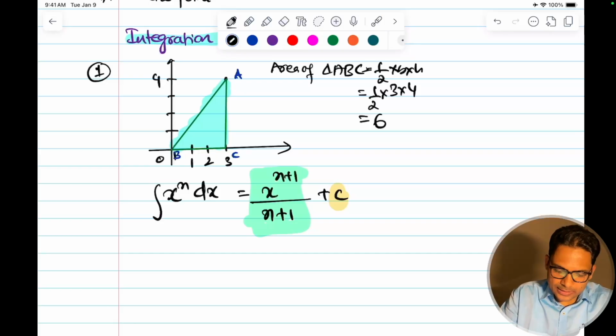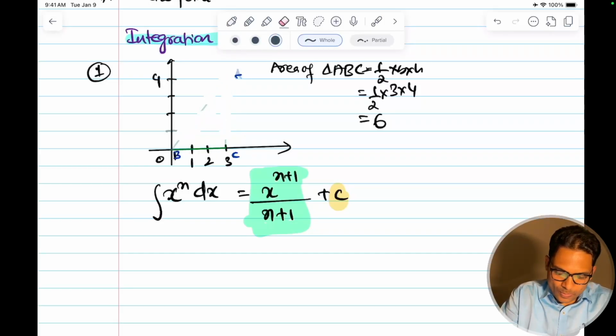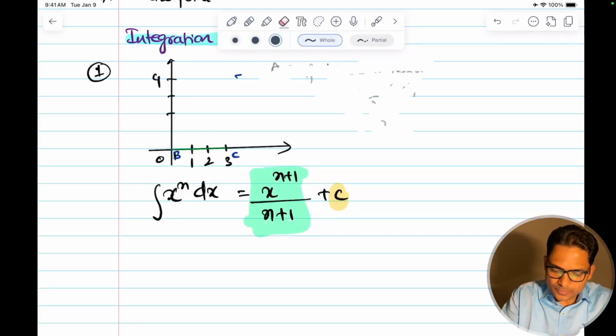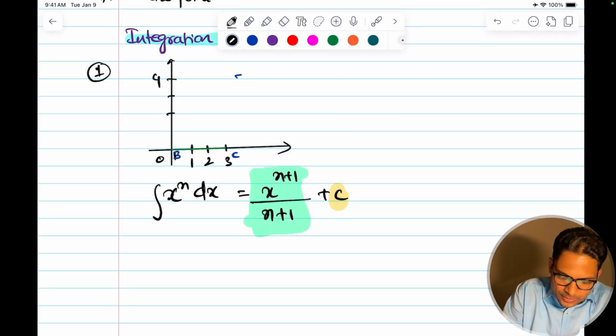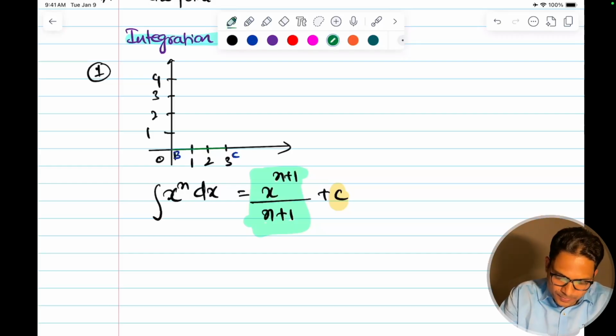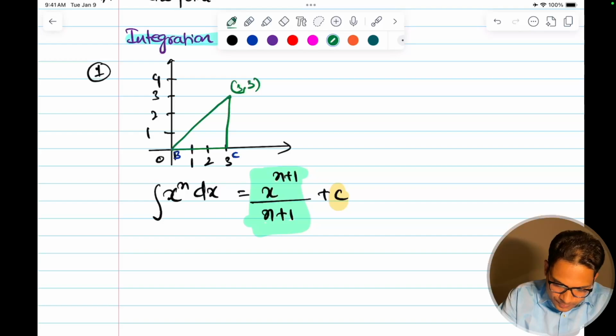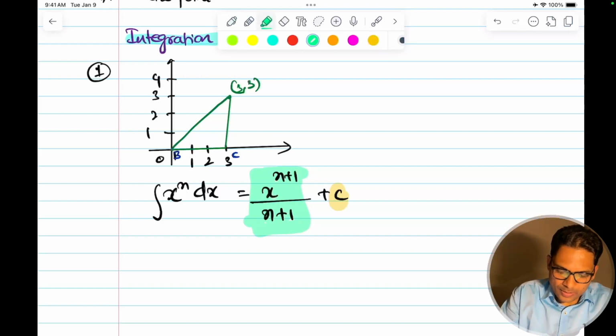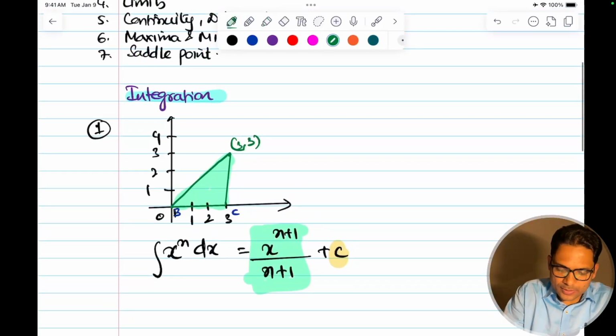So let's change this a bit to make it simpler. This is your 1, 2, 3. I'm just making the equation simple, so the concept remains the same. Let it be on this point 3 comma 3. And this is our triangle. Okay, so now what's the area of the triangle?